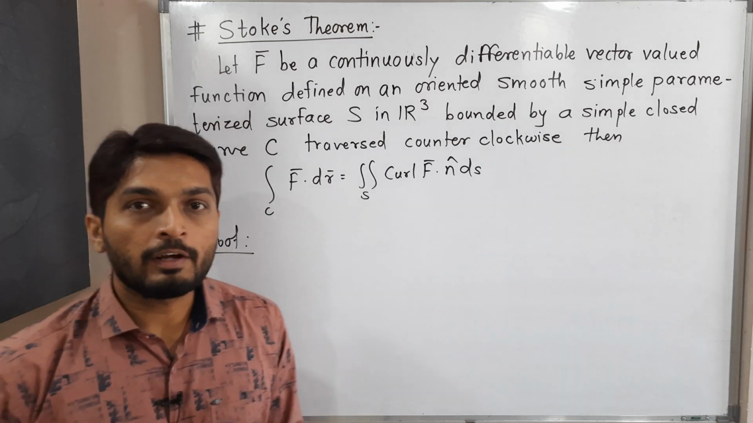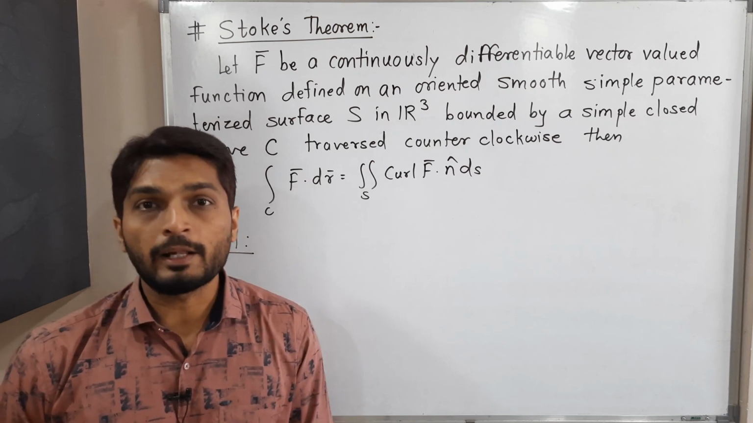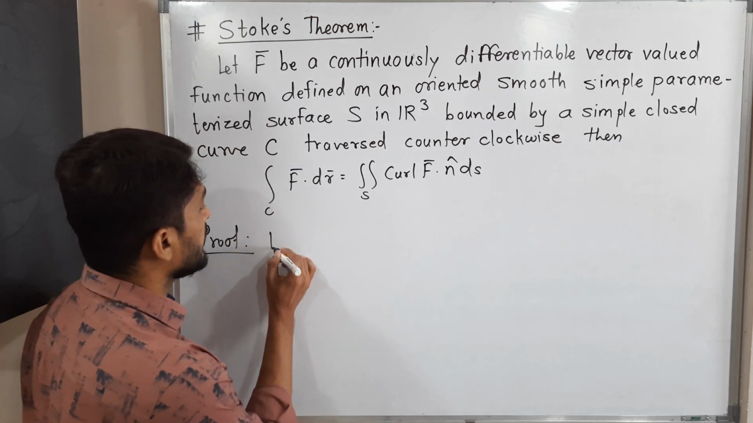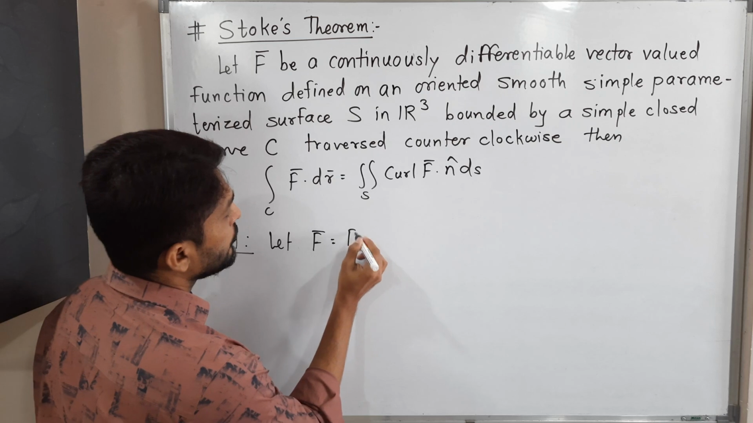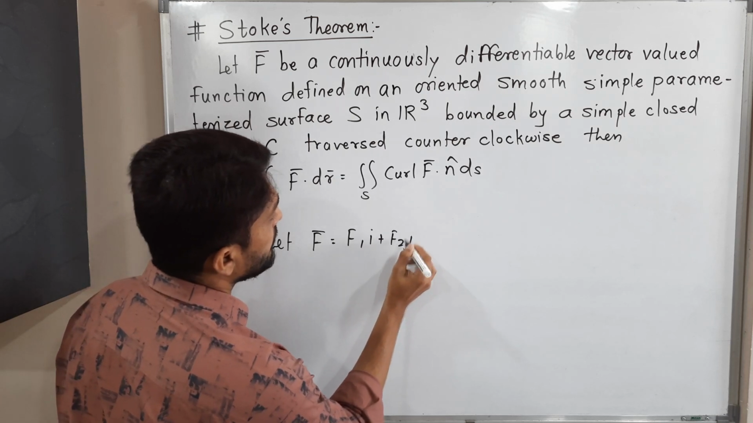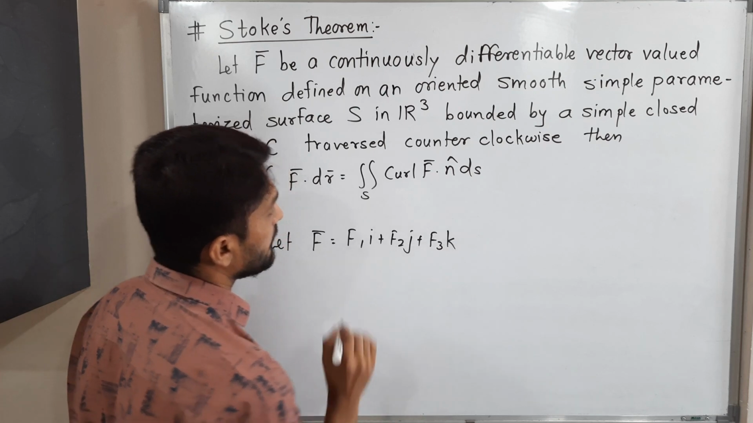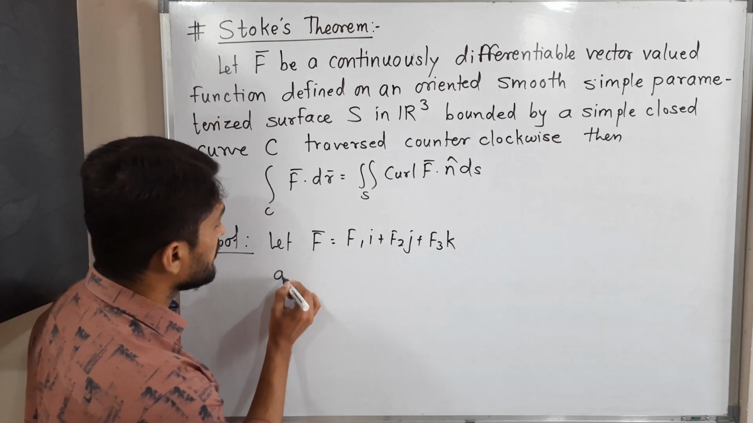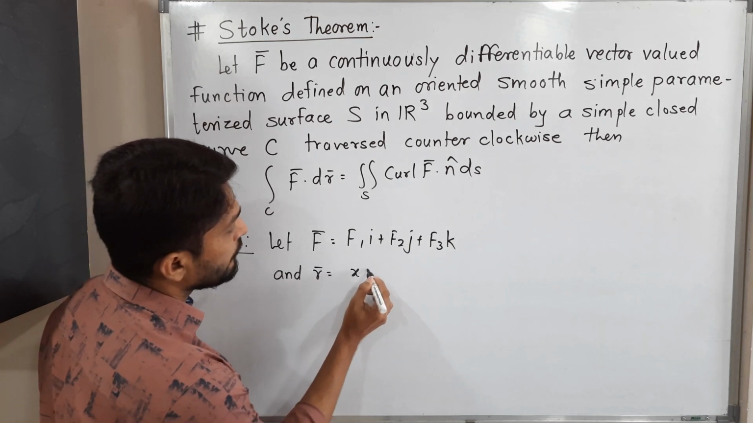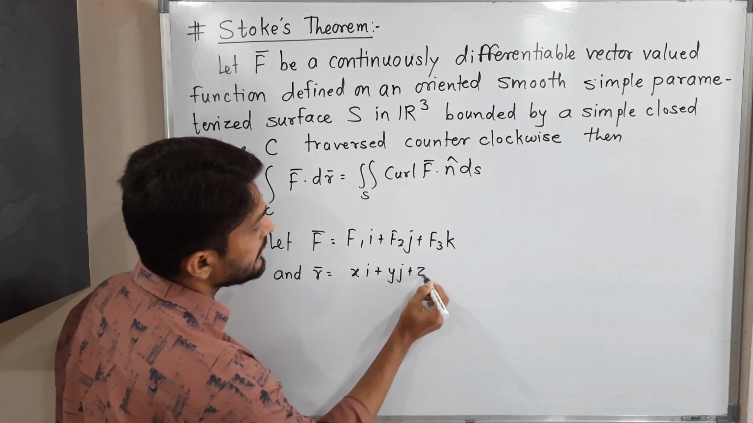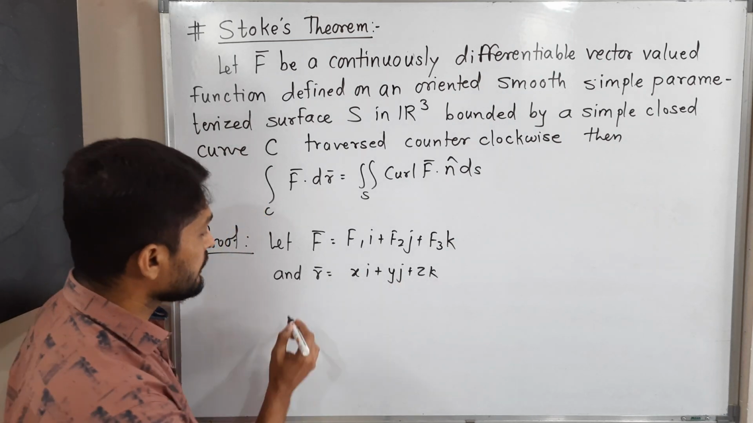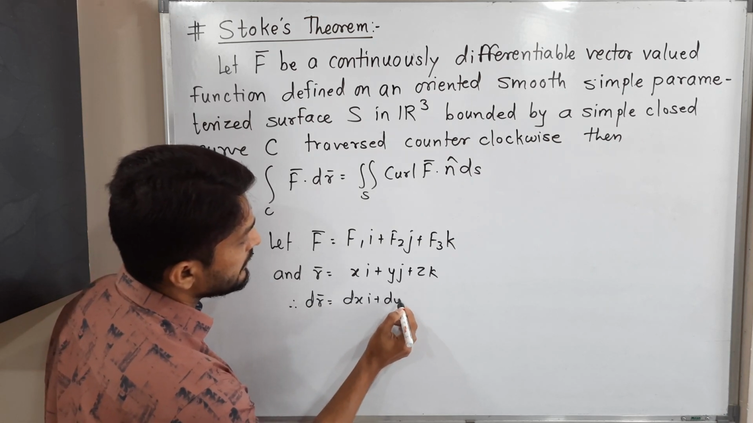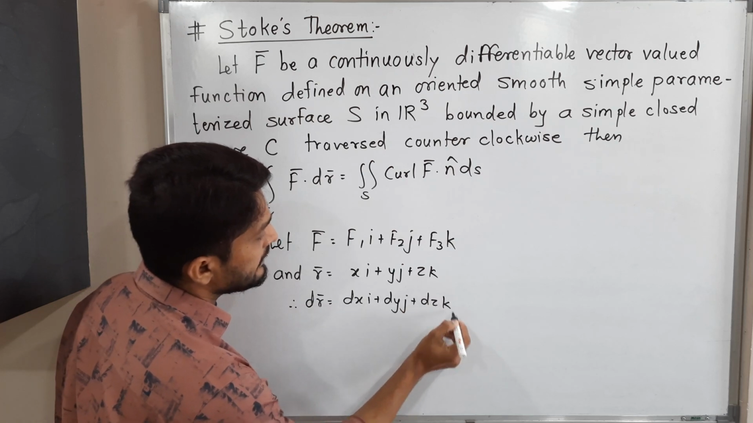So here we have a vector valued function capital F bar. So it's vector valued, that's why I will consider it as f1i plus f2j plus f3k. Let me write here, let f bar be equal to f1i plus f2j plus f3k, right? And here we consider a position vector r bar, which is obviously xi plus yj plus zk. Then obviously dr bar is equal to dxi plus dyj plus dzk, right?